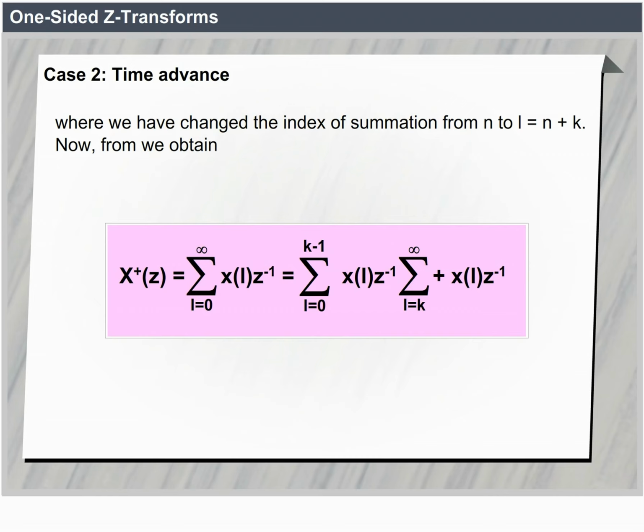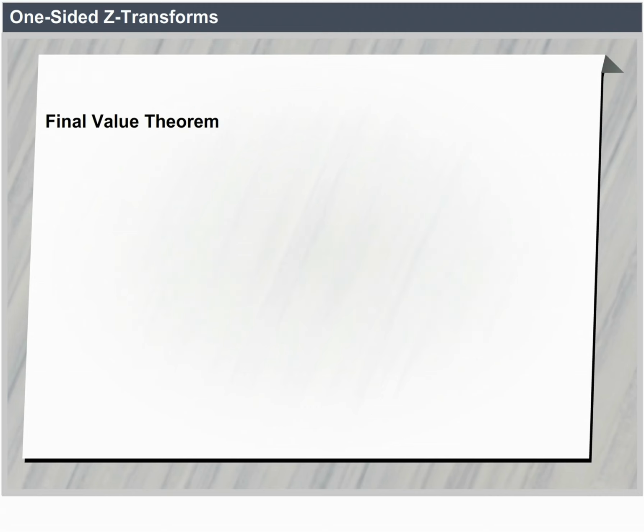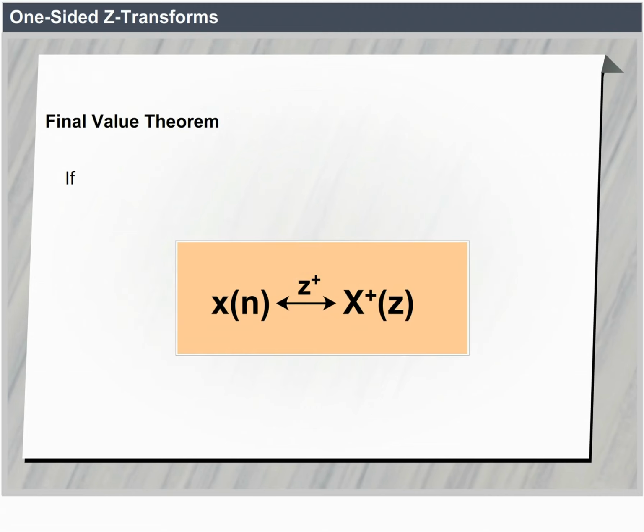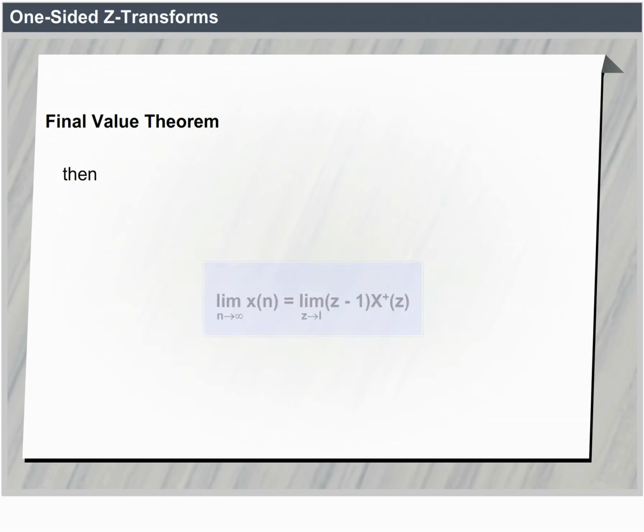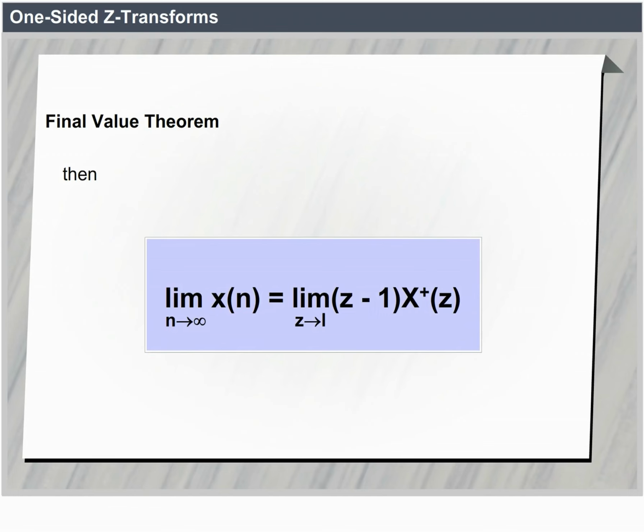Final value theorem. If x of n is related to capital X plus of z in the presence of z plus, then limit n tends to infinity x of n equal to limit z tends to 1 z minus 1 into capital X plus of z, if the region of convergence of z minus 1 into x plus of z includes the unit circle.